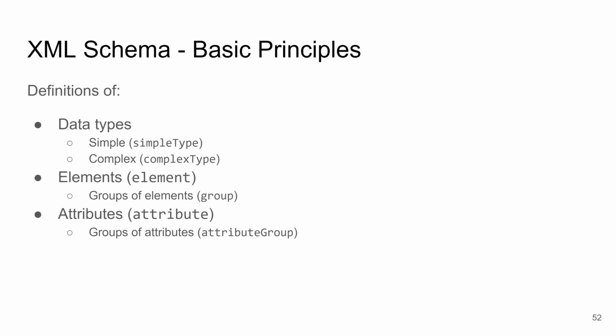Right, so back to XML schema. The basic principles are, as I already mentioned many times, definitions of data types, both simple, which we have seen before, and complex ones, which we'll talk about in a moment, and usage of those types in elements or groups of elements and attributes or groups of attributes. And now we'll go through a set of examples where I will show you how XML schema can be used.